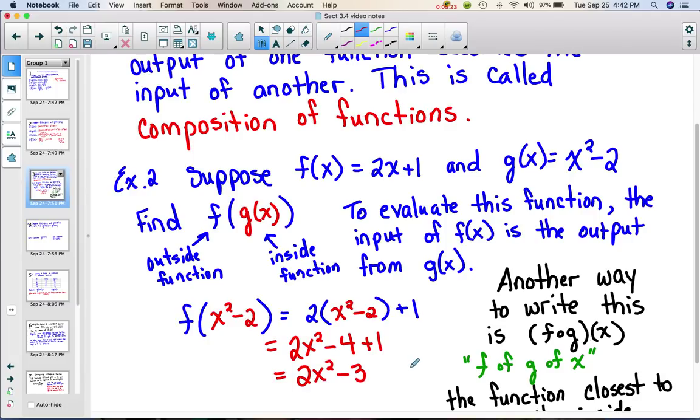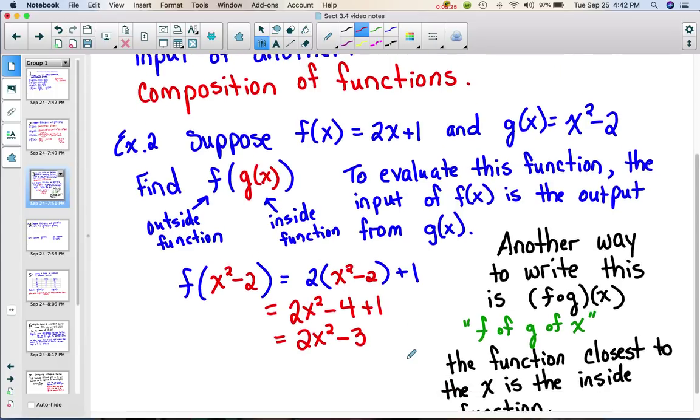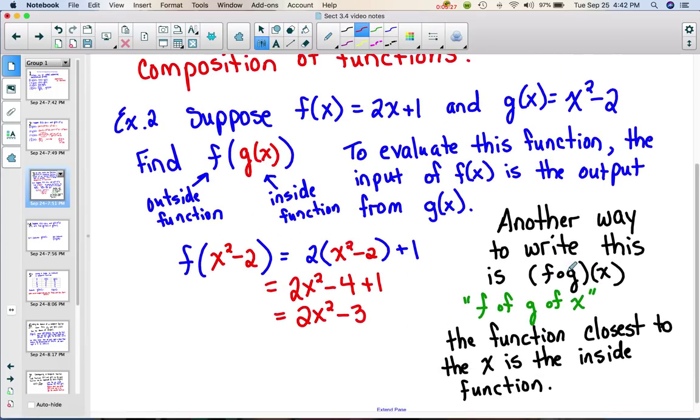Now another way to write this looks like fog, but it's not. You read this as f of g of x. So you want to be careful not to look at this and think it's a times sign. This does not mean f times g of x. It's f of g of x. When you have it in this notation, it's the function that's closest to the x. That's the inside function. This is the outside function.